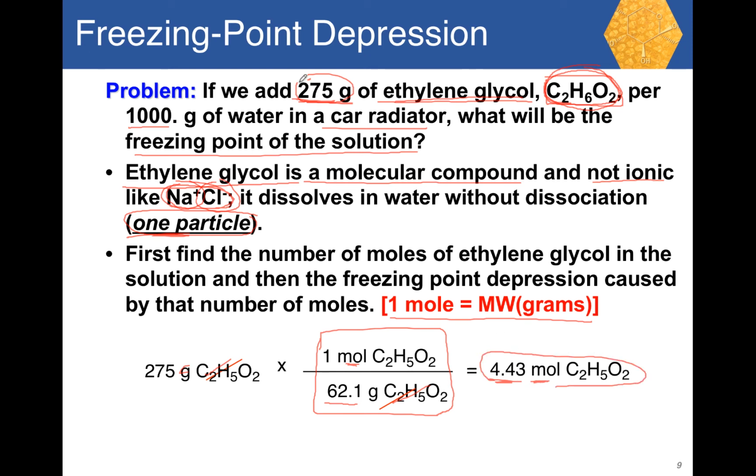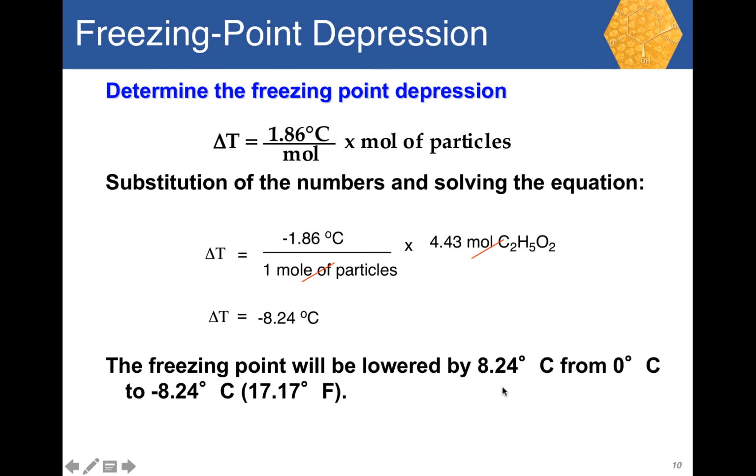The bottom line is 275 grams of ethylene glycol is equal to 4.43 moles of ethylene glycol. Remember, as chemists, we're always using moles as our unit. So now we have our equation.